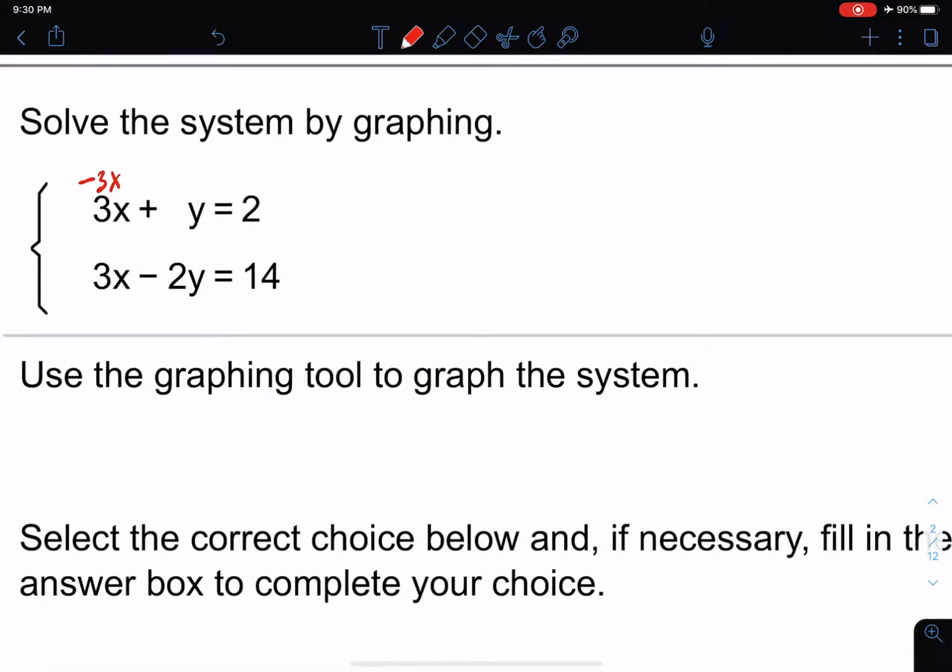So I'm going to subtract 3x off of both sides, and that's going to give me y equals negative 3x plus 2. There's my first equation. Let's go ahead and graph that one.